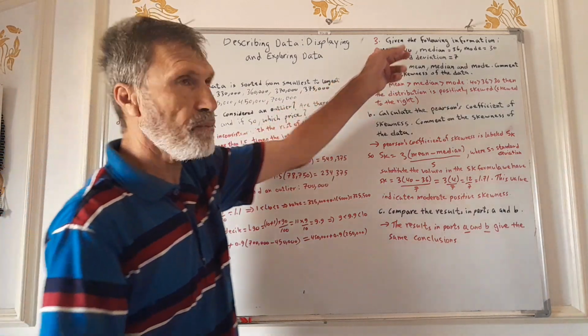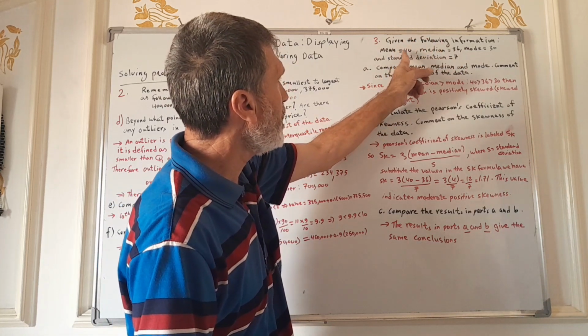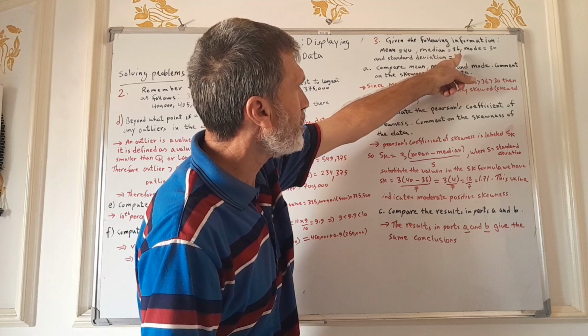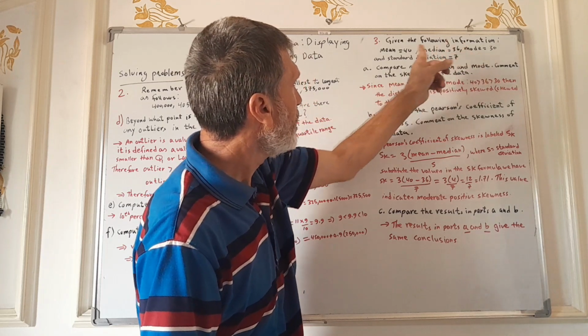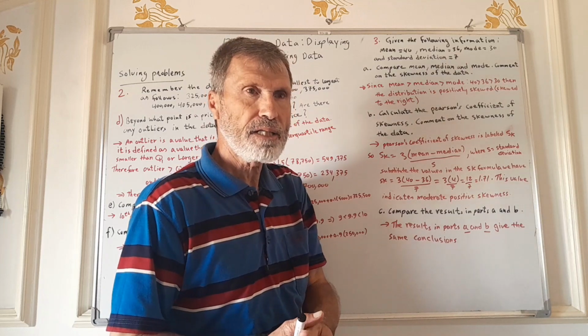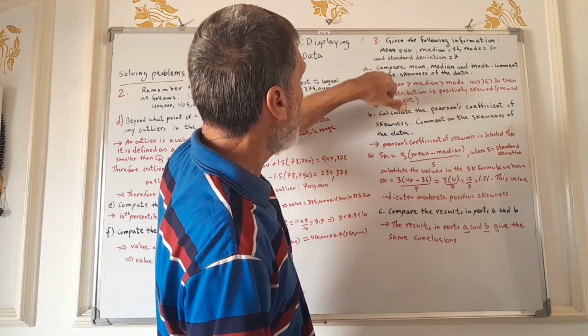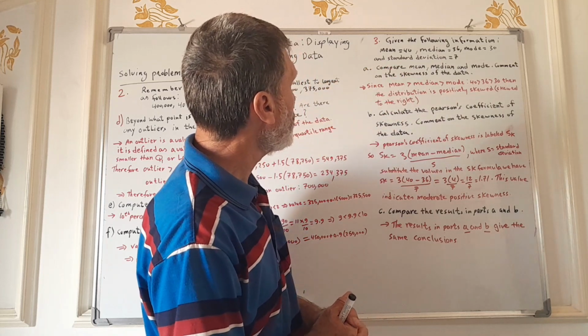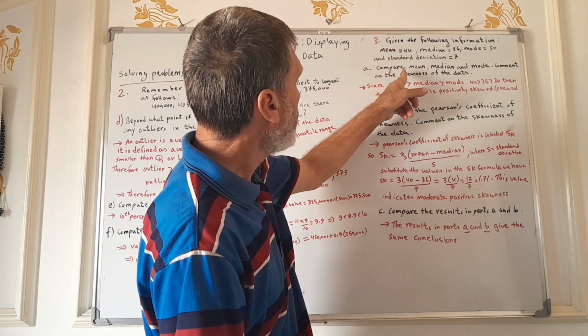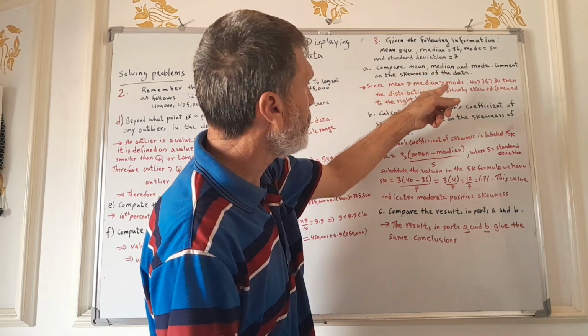Now we move to problem 3. Problem 3 says, given the following information, the mean is 40, the median is 36, the mode is 30, and the standard deviation is equal to 7. So these are the data that is given here, of course, and now it's asking some questions. Question A of that problem: compare the mean, median, and mode. Comment on the skewness of the data.